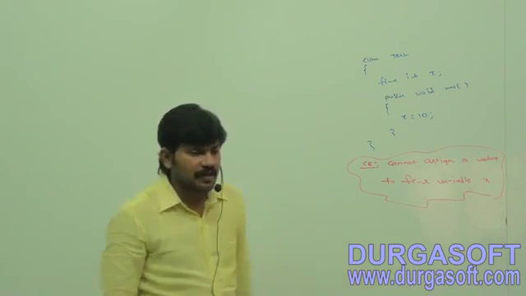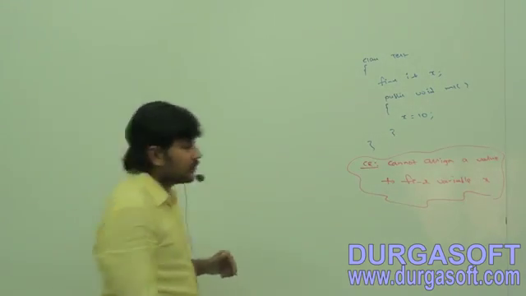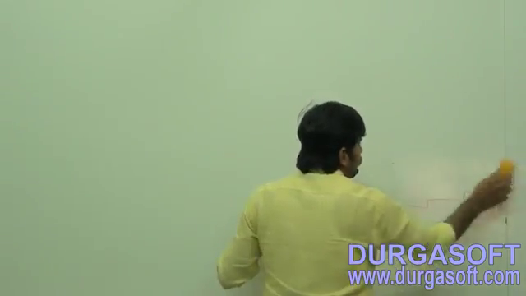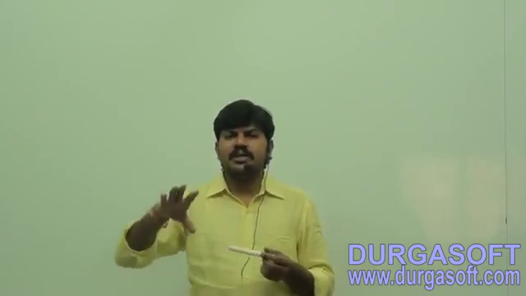Next, keep a subheading: final static variables. Second category, final static variables. First you should be aware of what a static variable is, and then what will happen if a static variable is declared as final. First, what is a static variable?